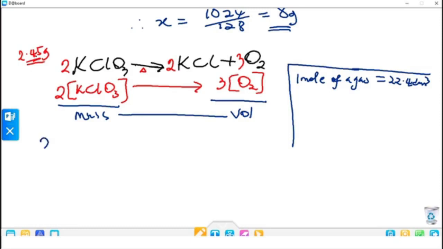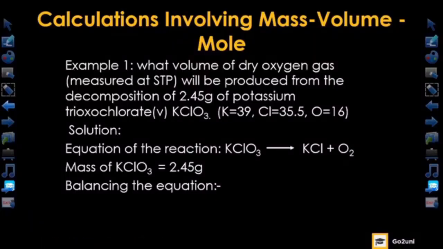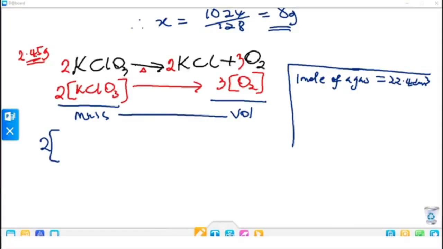So to calculate the mass of potassium chlorate now, we have 2 into potassium is 39, chlorine is 35.5, oxygen is 16. So we have 39 plus 35.5 plus oxygen is 16, but there are 3 there. We have 16 times 3, and that gives us 2 into.